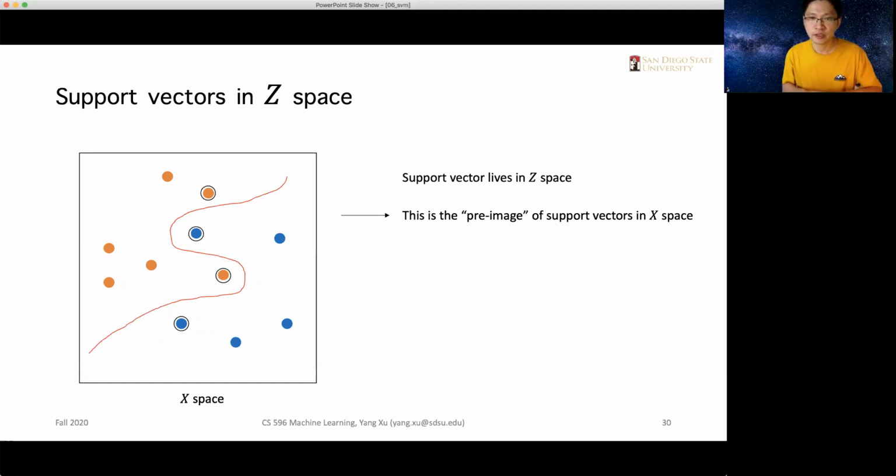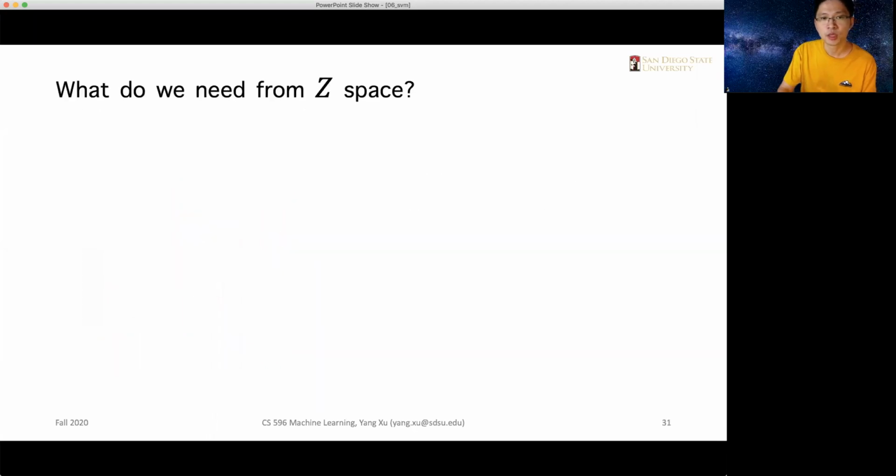So the final decision boundary that we draw in the X space is actually a pre-image of the support vectors in Z space. The margin is maximized in Z space, but not in X space. Okay. So next, let's look at some further examples of what kind of Z transform we can actually use.